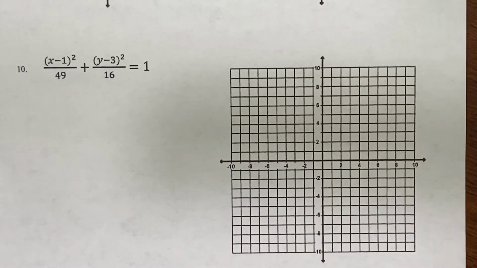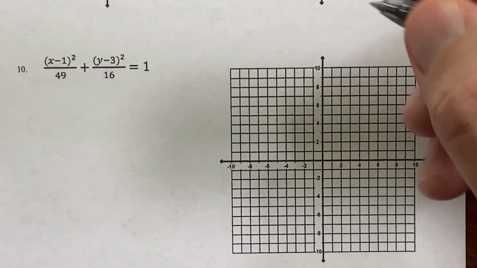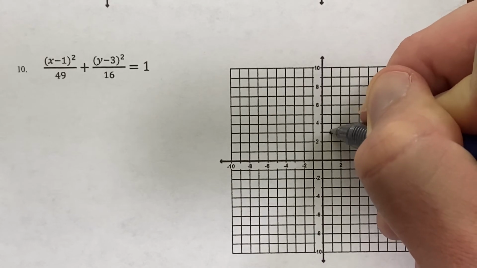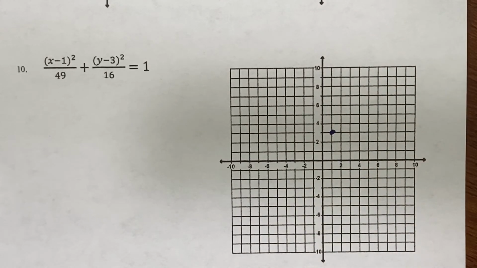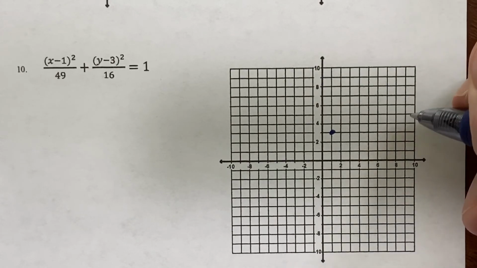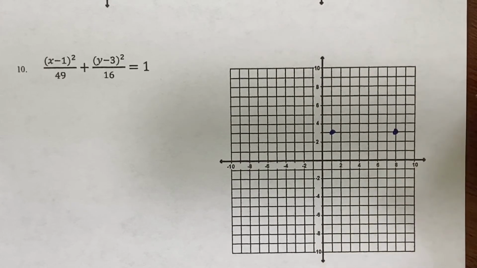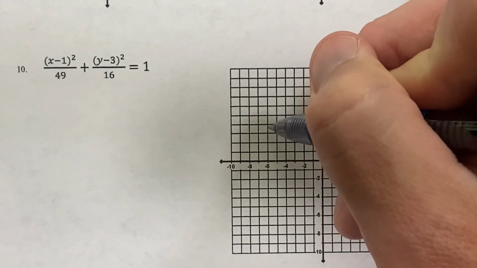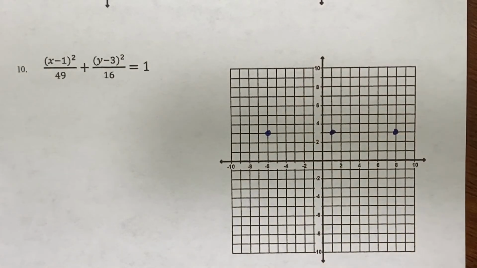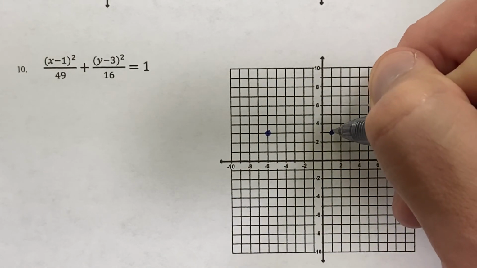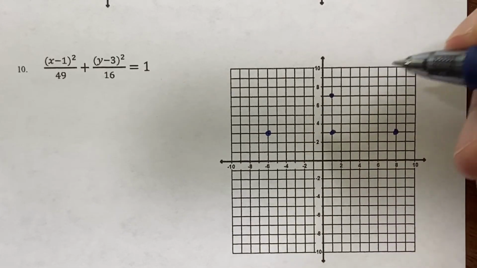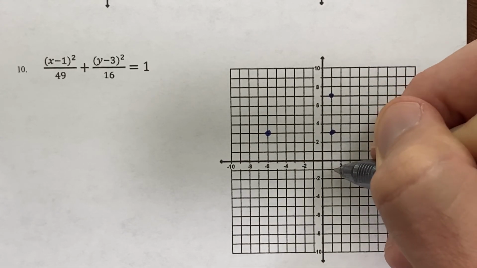Lastly, center is going to be at 1, 3, right there. And I'm going to count left and right 7. So that means it would be right there and right there. And up and down 4. So 1 right there and 1 right there.